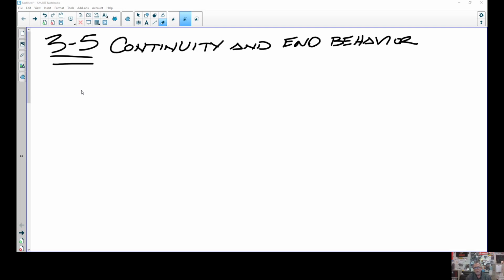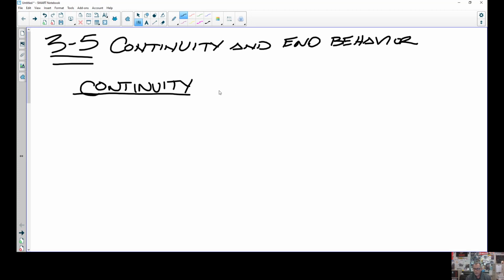So continuity, the first part of it. Let's deal with that first, then we'll get to end behavior after we deal with the different facets of continuity. Continuity is a simple concept. It's the idea that something being continuous goes on and on without break, right? And that's what we mean when we talk about continuity of a function.